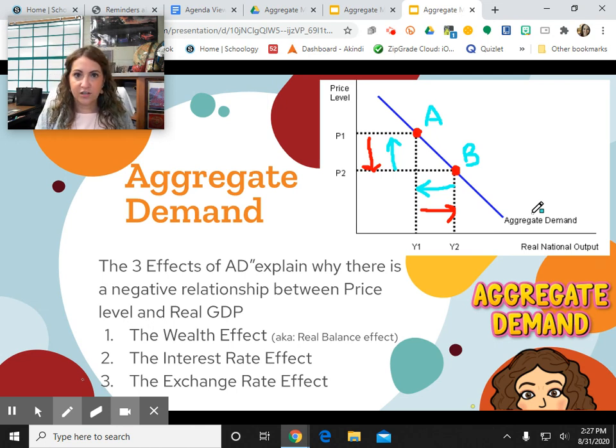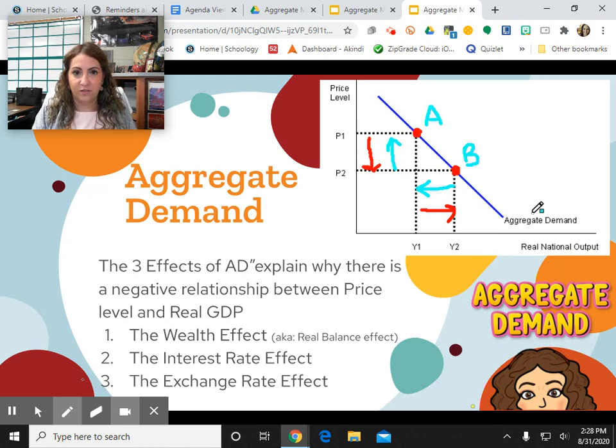And the first effect is called the wealth effect. So the wealth effect states that if prices fall, people feel wealthier. They're not wealthier. It's not like they make more money, but if prices fall, things are cheaper and they can buy more stuff with the same amount of money that they already had. Their purchasing power has gone up as prices go down, which means that even though they don't make more money, they might actually spend more money because it's like everything's on sale.